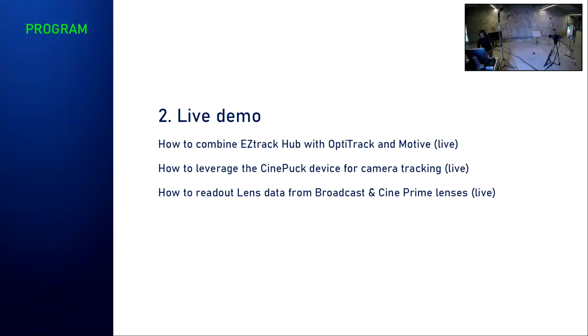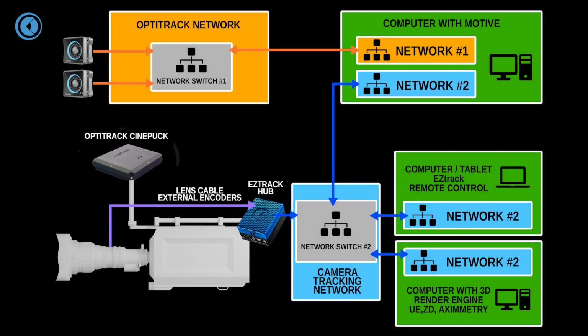So before moving to the live demo, I made a slide like that. I suggest having the network dedicated to the motion capture cameras, the PoE switch, okay? Then you have an additional switch, an additional network dedicated to the tracking. So on top of the camera, you will see we attach the TrackBox. We also attach the Cinepuck, okay? And also everything is synced.